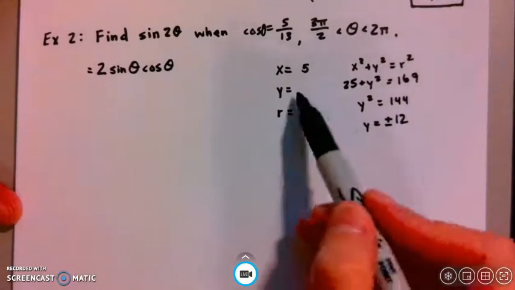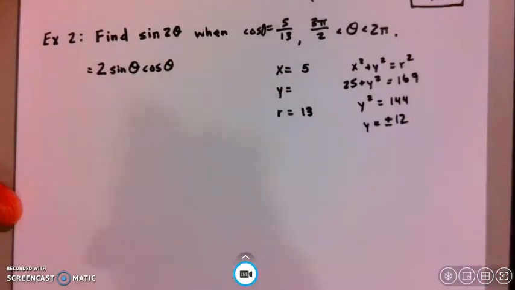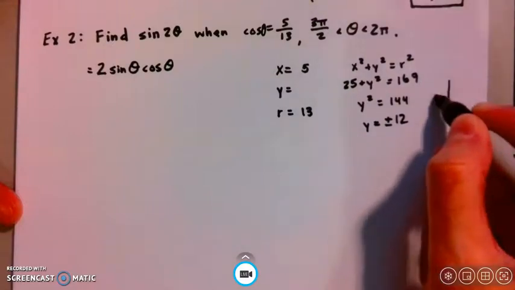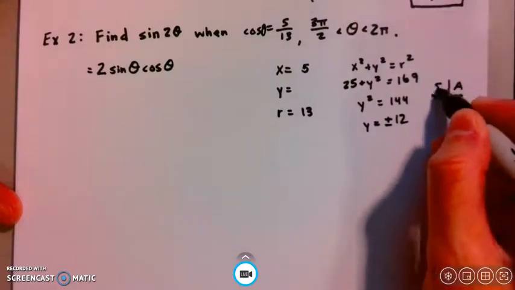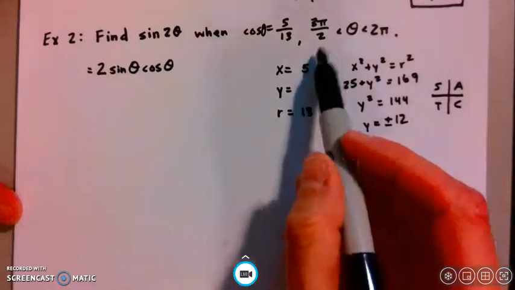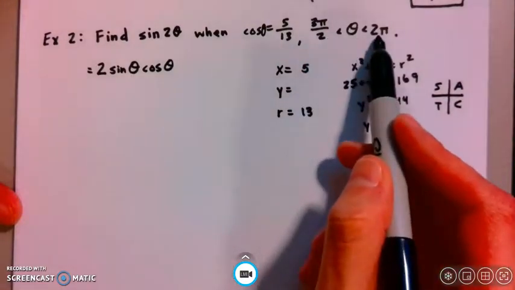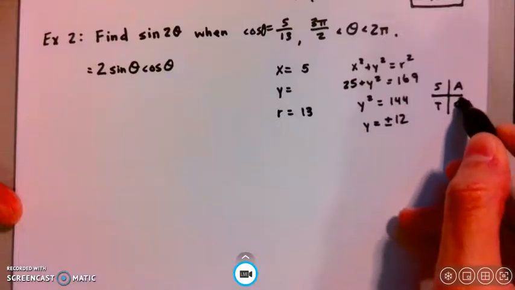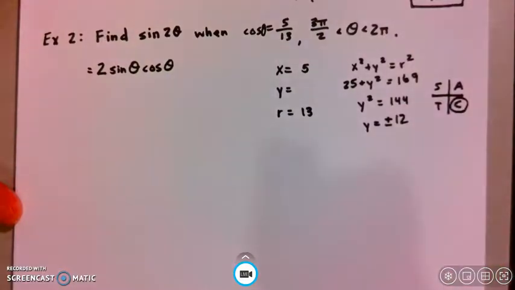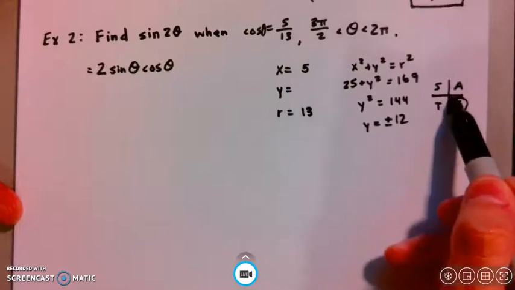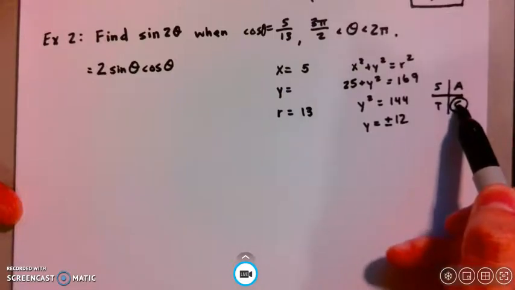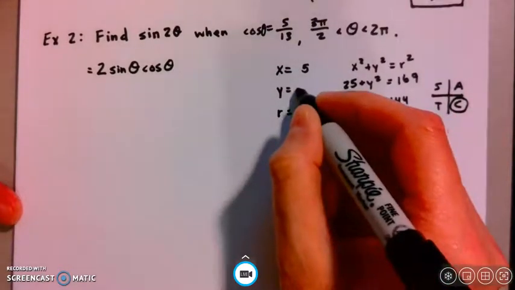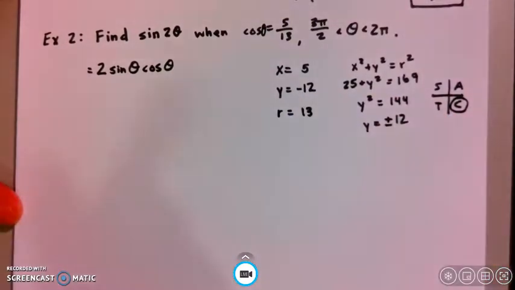So now let's figure out if y is going to be positive 12 or negative 12. That's where the quadrants come in. So we can use All Students Take Calc. Now 3 pi over 2 and 2 pi brings us into the fourth quadrant. So we know we're in this quadrant. And in that quadrant, we can see that any point in the fourth quadrant would have a positive x and a negative y. So this is going to be negative 12.